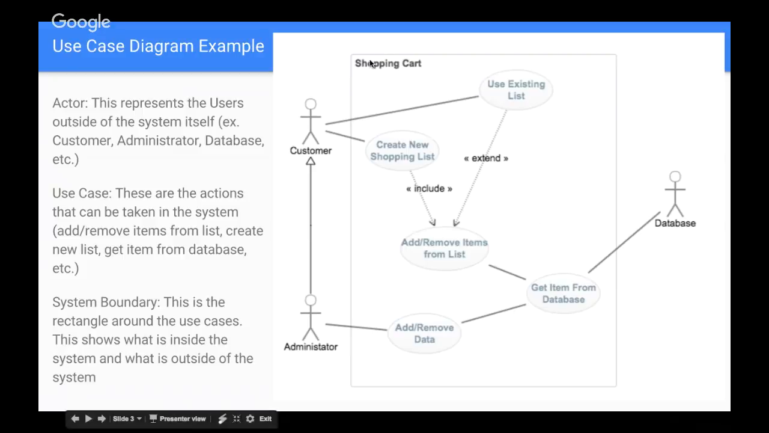The rectangle around the system, the use cases, is called the system boundary. It represents where the system ends and where the outside world begins.